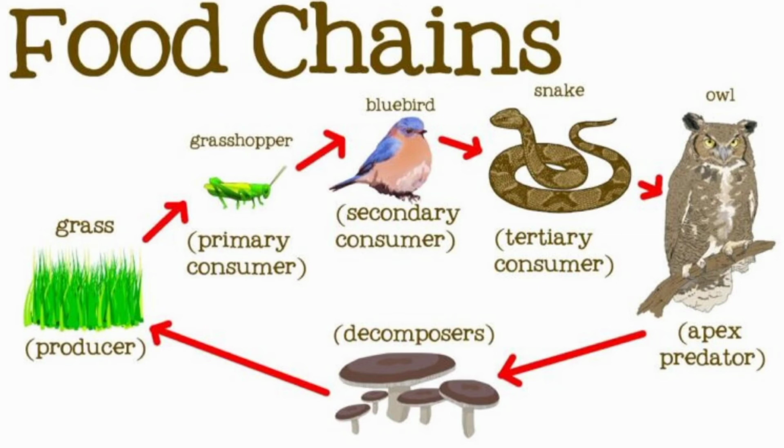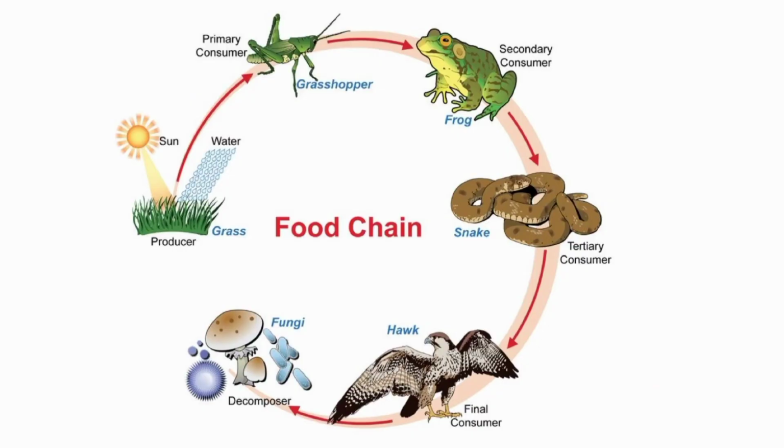When the apex dies, it will return nutrients back to the soil with the help of decomposers. Decomposers eat only dead plants and animals and return nutrients to the soil. Here is another one. Grass, grasshopper eaten by frog, frog eaten by snake, snake eaten by eagle, and the eagle, when it dies, returns nutrients back to the soil.